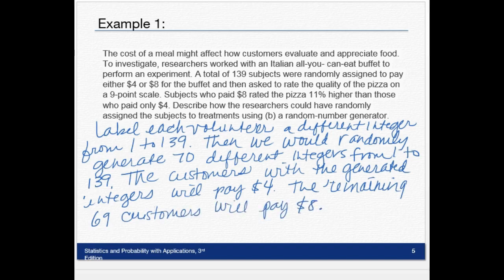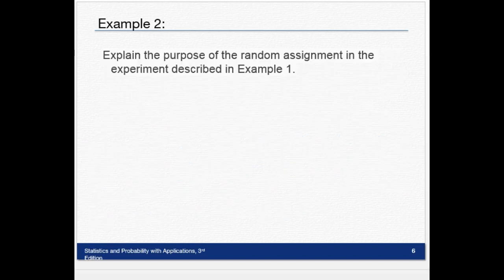All right, so that's one way you could use a random number generator. Take the first 70, assign them to the $4 buffet, and the rest assign them to the $8. Could you have done it the other way? First group gets $8, the second group gets $4. Of course, it doesn't matter. You're just describing the method, okay? So let's move on.